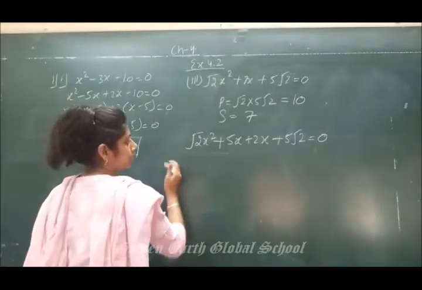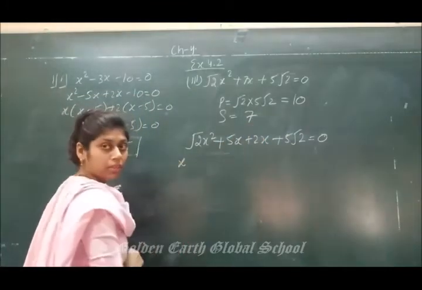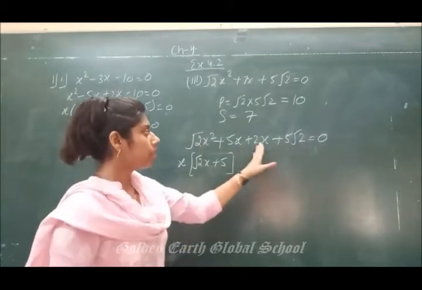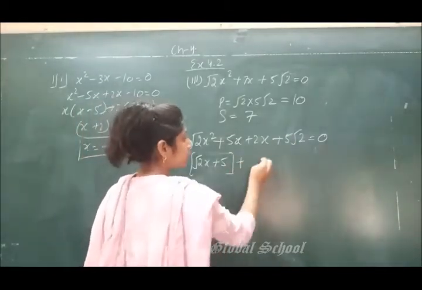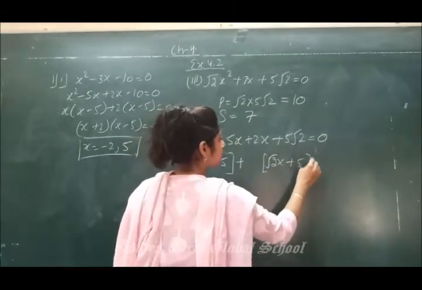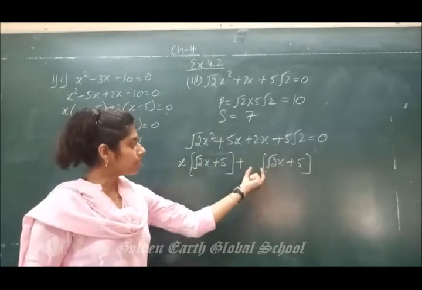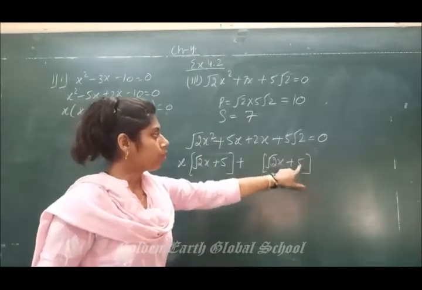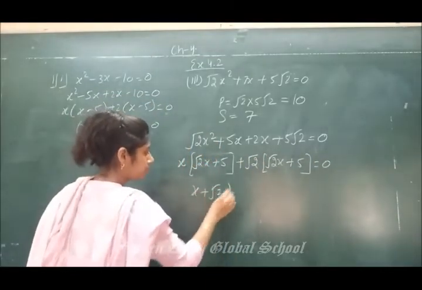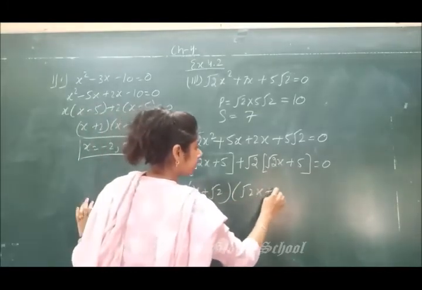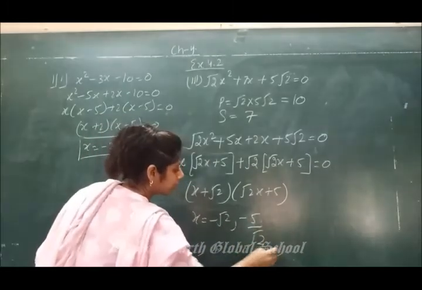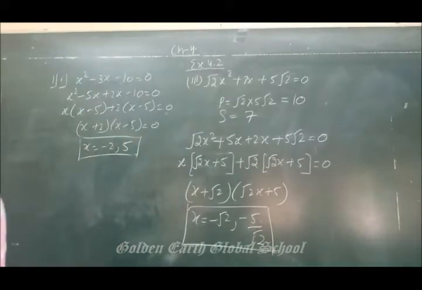Now take the common term. In the first two terms only x is common, so it can be written as x into root 2x plus 5. Now from these two terms, the bracket should be the same. So the bracket should be in the form of root 2x plus 5. Now what is the number here? Here 5 root 2, so we will take root 2. So root 2 into root 2x plus 5. Find the value of x. x is minus root 2 and minus 5 upon root 2. These are the two roots of this quadratic equation.